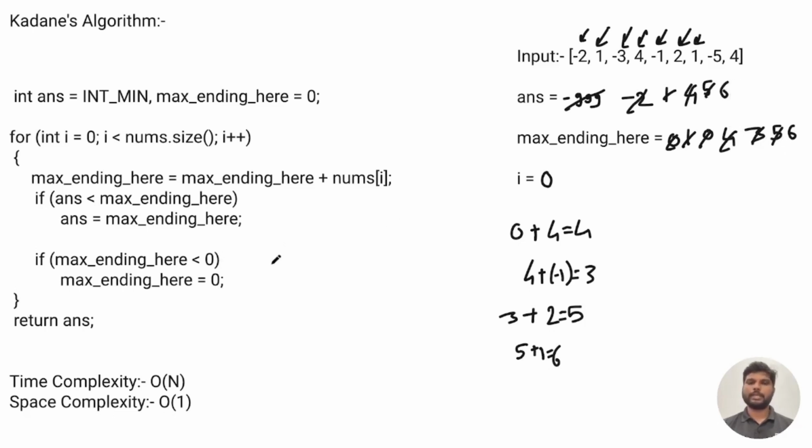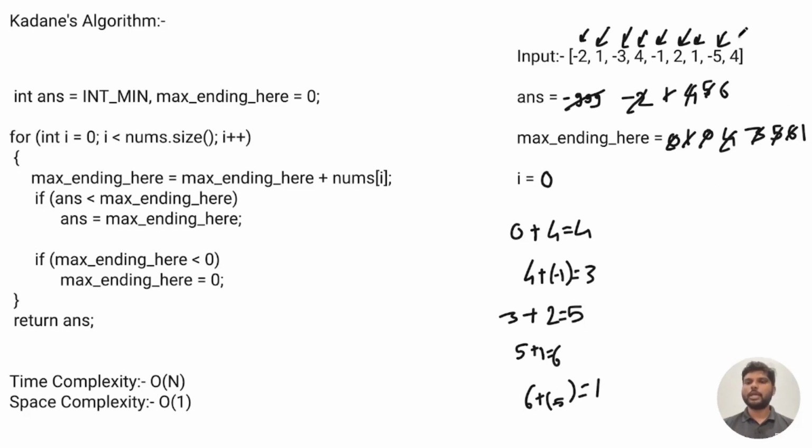And as max ending here is not less than 0, we go to the next iteration and we start considering this -5. Now we add this -5 to the max ending here. So it becomes 6 plus -5, which is equal to 1. So we assign 1 to the max ending here. So is answer less than max ending here? No, that's not the case, right? And neither is max ending here less than 0.